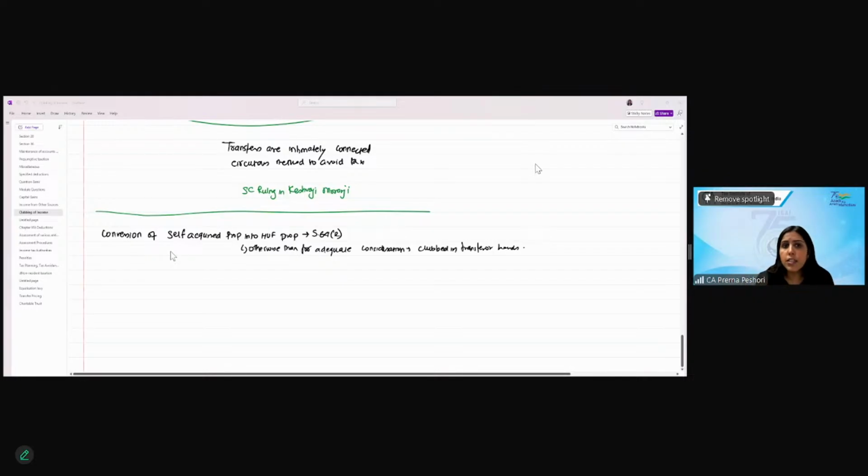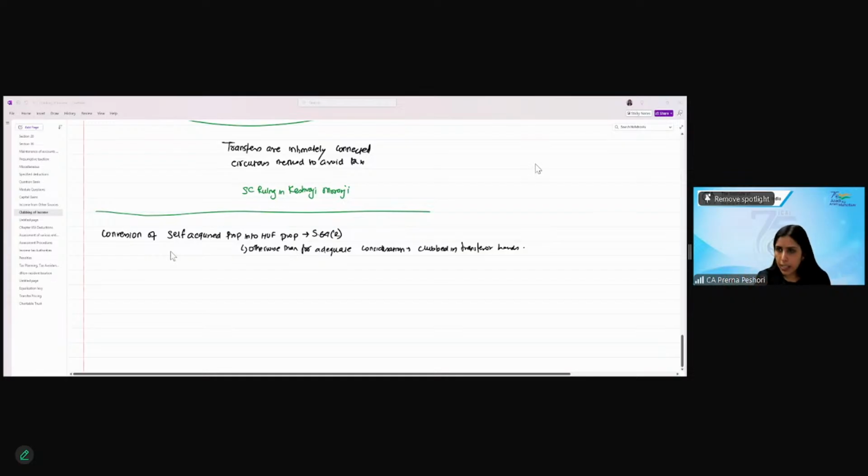Clear? Now let's say, if this property which is converted, the HUF gets partitioned, total or partial. Now the income from that converted property is received by the spouse of that particular member on partition. The income will be deemed to arise to the spouse from the assets transferred indirectly by that individual, right? So this will be included in my hands.